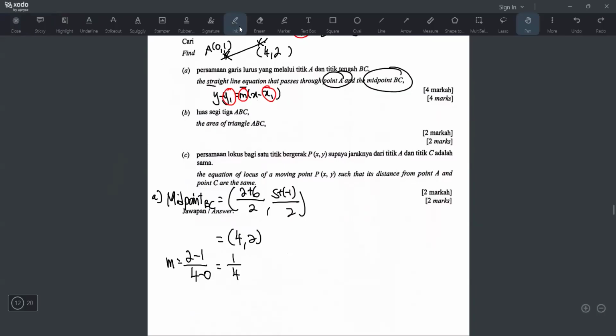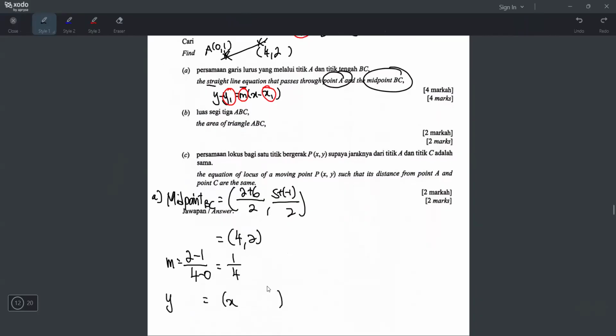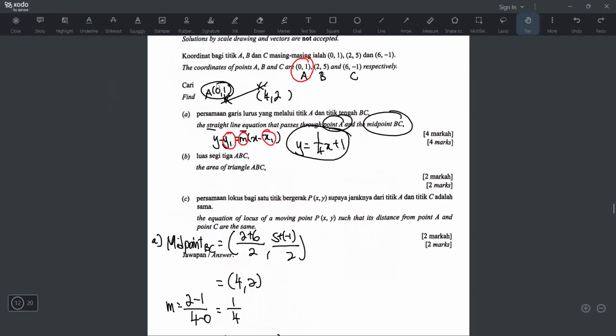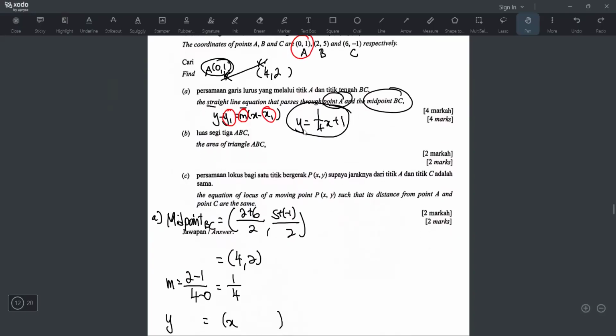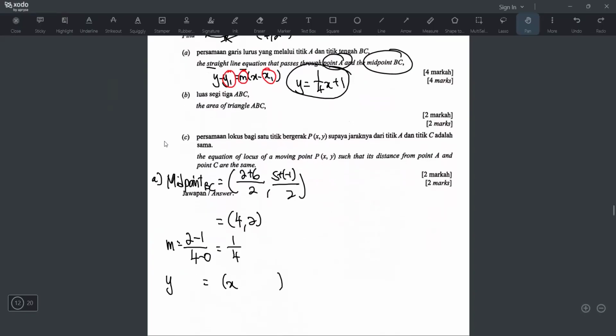Okay, now you have the gradient and now you have the point that it passes through. Now you can put in this formula. So it'll be y minus y1 equals gradient times x minus x1. But actually you can do it fast, because this (0, 1) is already the y-intercept. So the answer is y equals 1 over 4x plus 1. This is the answer. The reason is because you already have your m and c. Your gradient is 1 over 4, and how I know this is the c is because the x coordinate is 0. That means this is automatically the y-intercept already. So you just straight away write y equals mx plus c. Okay.